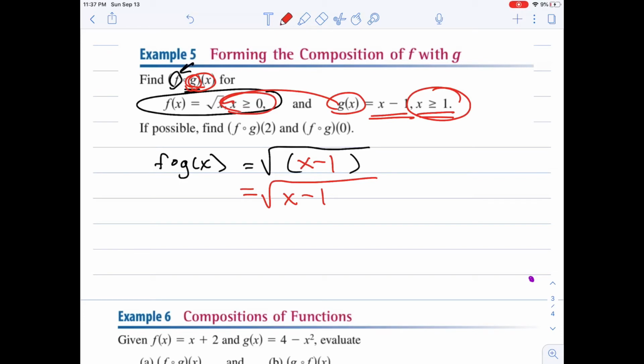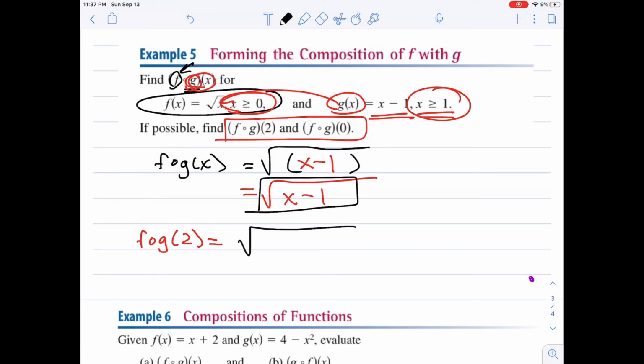So now they want to know, okay, can we find f of g of 2? So basically, we know f of g is this right here. So we're going to say f of g, but this is going to be a 2 here. Well, we know that's just going to be the root of 1, which equals 1. Now, keep in mind, this was our input for f, so we have to work backwards and make sure this is going to work.